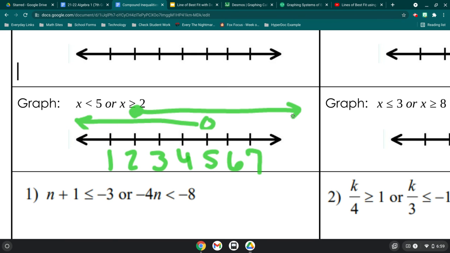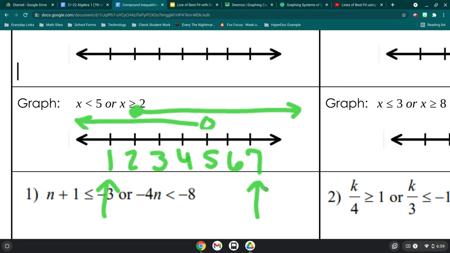Do you notice something? The arrows are going in both directions forever, and they overlap. Everything is included. There is never going to be a number that does not satisfy at least one of those. Let's try it. 1. 1's less than 5. Doesn't matter what the other one says. 7. 7's greater than or equal to 2. Doesn't matter what the other one is.